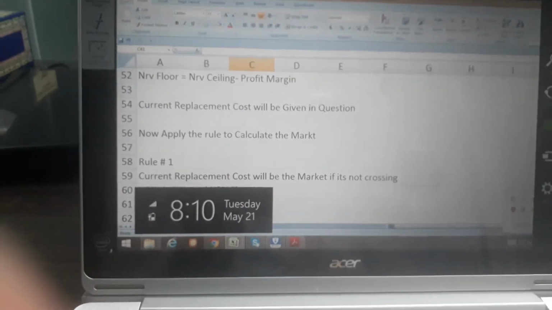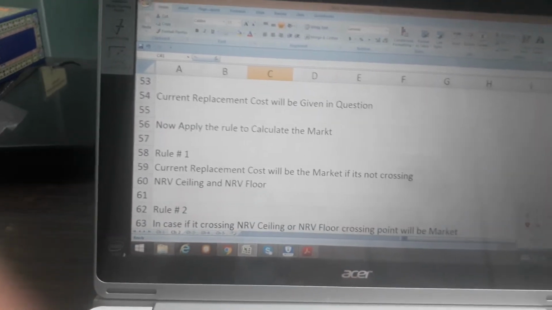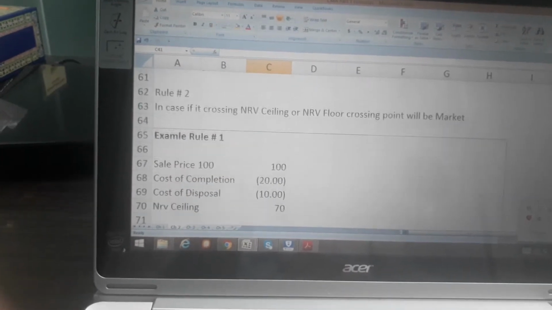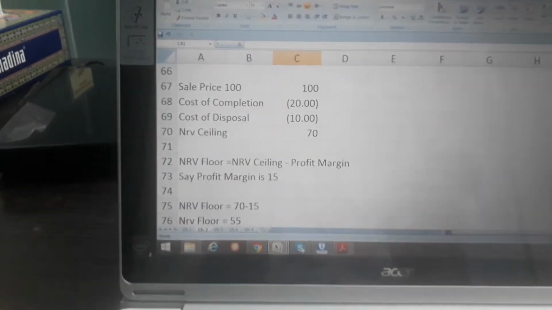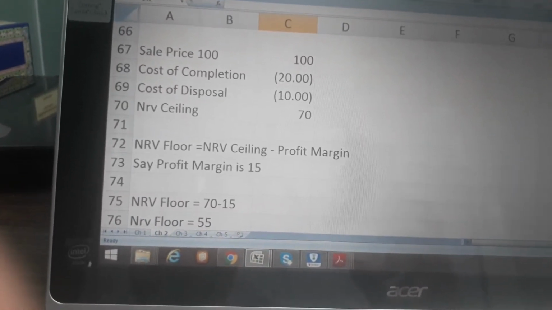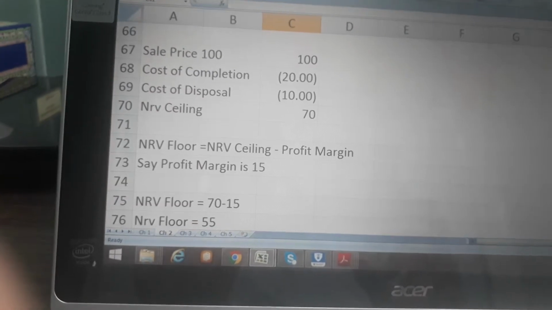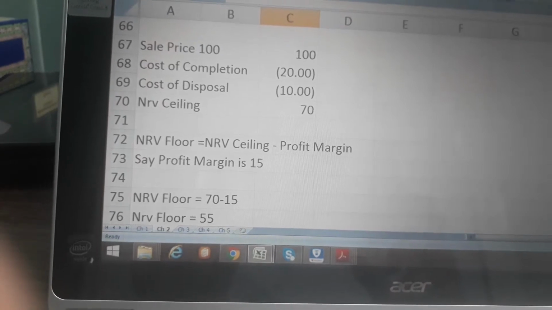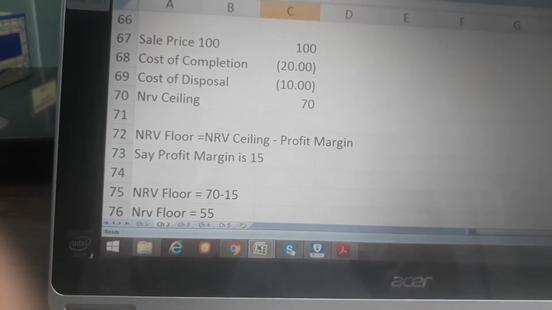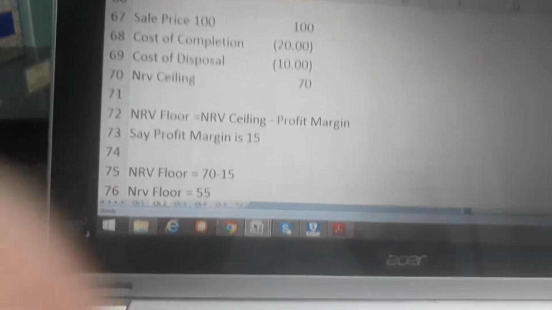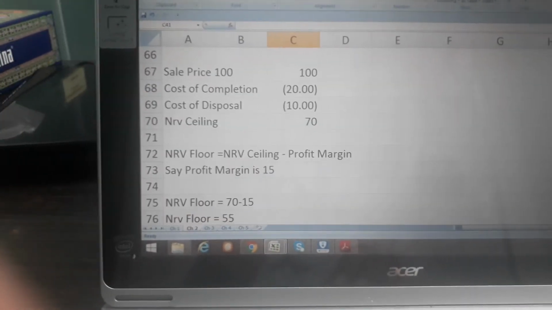Now we can check rule number 2. Before going to rule number 2, we will check the example for rule number 1. Here we have a sales price of 100, cost of completion of 20, and cost of disposal of 10. We subtracted everything and we got the NRV ceiling. Once we have that, we will calculate the NRV floor: NRV selling minus profit margin. The profit margin is 15, so the NRV floor is 55. Now we apply the first rule.